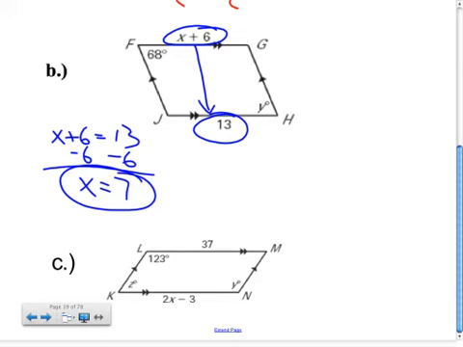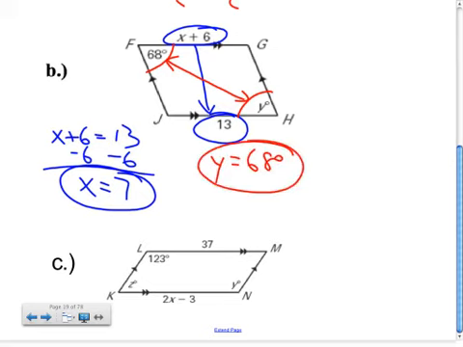By a similar argument, if I know this angle is 68 and I want to know y, well, these angles are opposite of each other. Therefore, they have to be congruent. Opposite angles in a parallelogram are congruent.